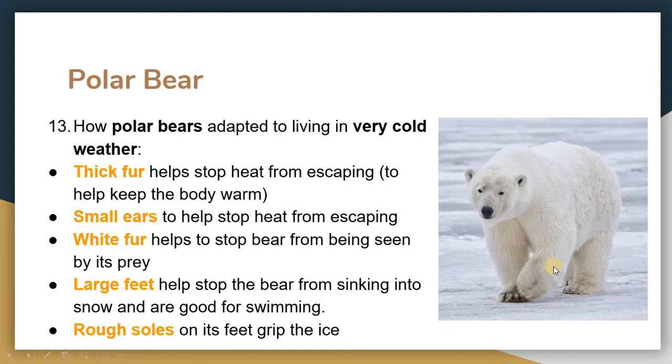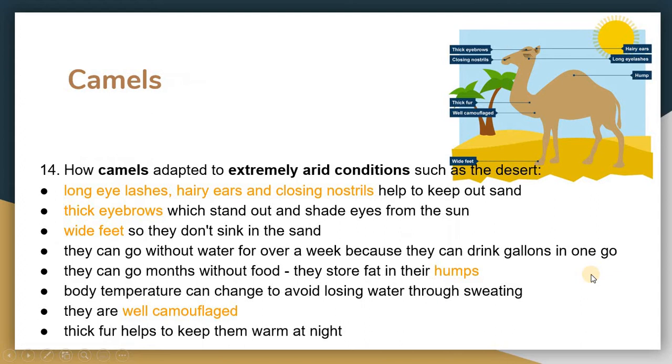A polar bear has large feet to help stop the bear from sinking into snow, and they are good for swimming. Below the feet, a polar bear has rough soles to help its feet grip on the ice. We know that ice is pretty slippery, and the rough soles help them keep their feet intact. Okay, and next we have the camel.